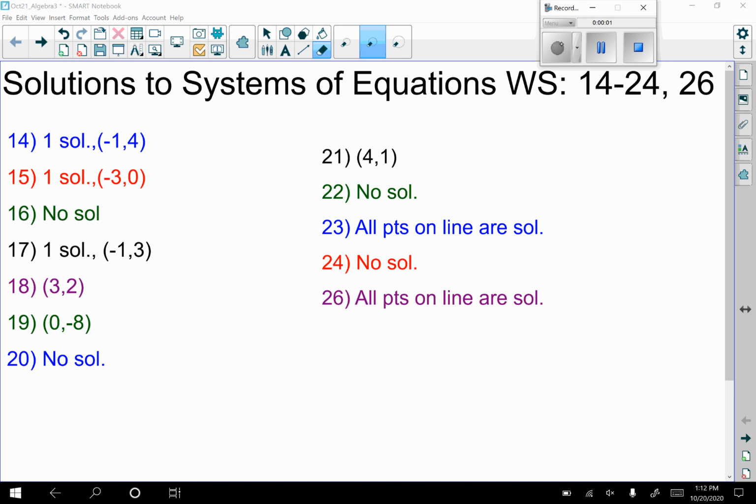Hello, everyone. Here are the solutions to the solving systems of equations by graphing worksheet. You had to do 14 to 24 and the number 26. So especially for my remote learners, please let me know if you have any questions.